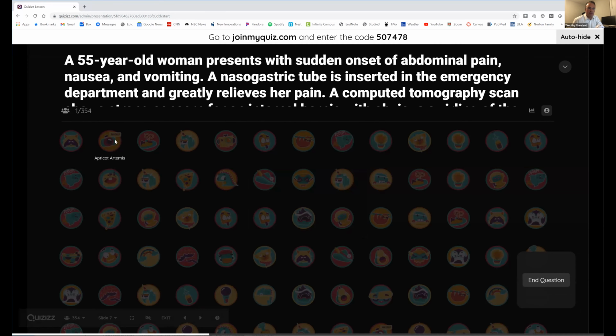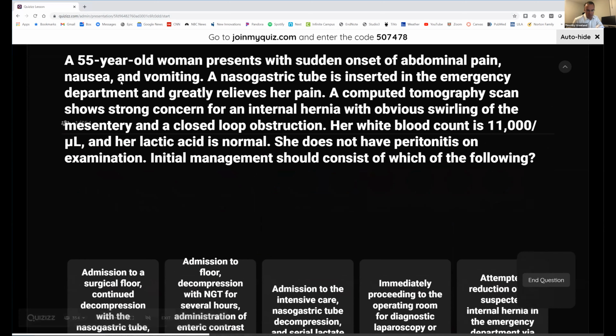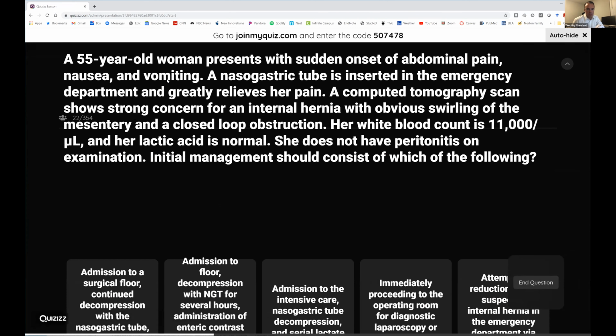So next question, 55-year-old woman presents with sudden onset of abdominal pain, nausea, and vomiting. NG tube is inserted in the emergency department and greatly relieves her pain. A CT scan shows strong concern for internal hernia with obvious swirling of the mesentery and a closed loop obstruction. Her white blood cell count is 11,000. Her lactate is normal. She does not have peritonitis on exam. Initial management should consist of which of the following? Admission to the surgical floor, continued decompression with the NG tube and serial abdominal exams. Admission to the surgical floor, continued decompression with the NG tube for several hours, followed by enteric contrast and plain film in 8 hours. Admission to the ICU with NG tube decompression and serial lactates. Immediately proceeding to the operating room for diagnostic laparoscopy or exploratory laparotomy, or attempted reduction of suspected internal hernia in the emergency department via deep palpation of the abdomen.